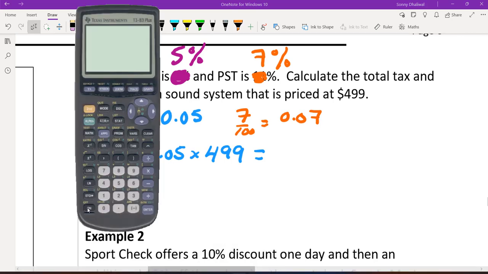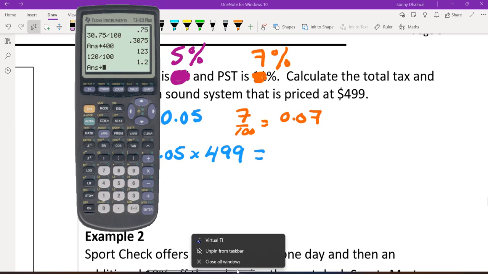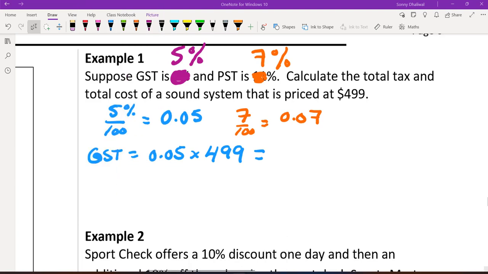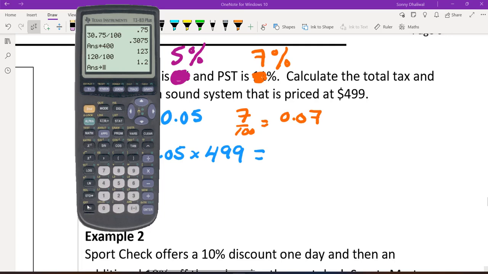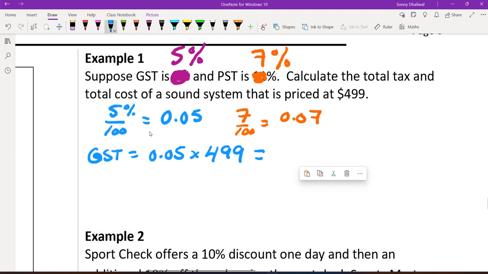All right, so you go, oh, I need to restart that one. Close all windows, restart it. Clear, there we go. 0.05 times 499, and we get 24.95. And since we're talking about money, we'll keep it to 2 decimal places. So you can give the federal government $24.95 for the privilege of buying your system.